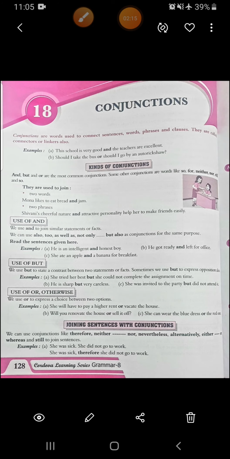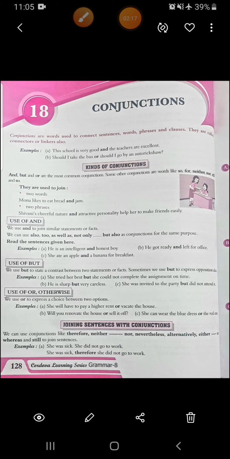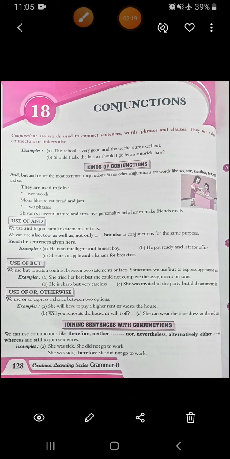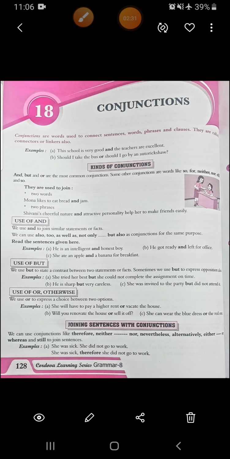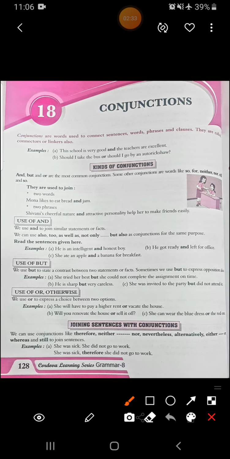Then, Shivani's cheerful nature and attractive personality. So what are the two things? That is cheerful nature and attractive personality. Help her to make friends easily. So these are her two qualities because of which she makes friends easily. Alright. Now let's see use of and.